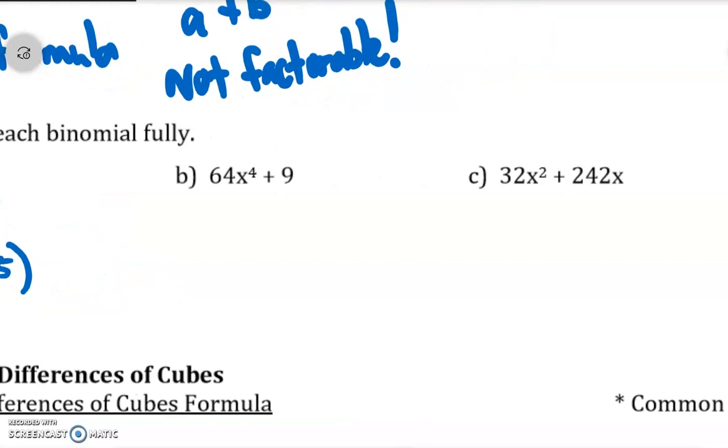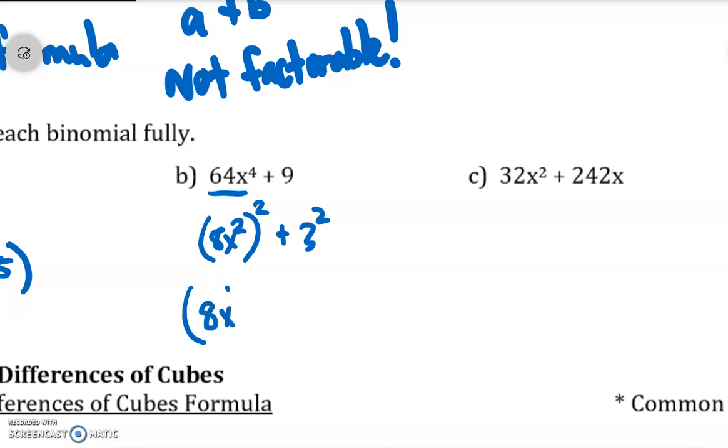This is a difference of two perfect squares, right? So I could rewrite this like this, 8x squared, squared, right? That's the same thing as 64x to the fourth power, minus 3 squared. So my a term is 8x squared, and my b term is 3. So this would factor out to be 8x squared plus 3, and 8x squared minus 3.